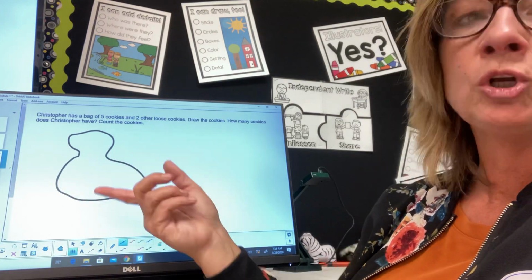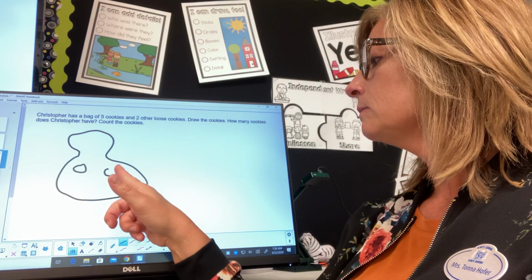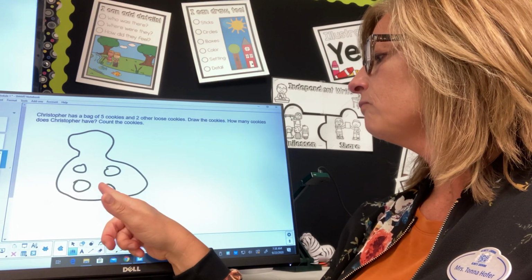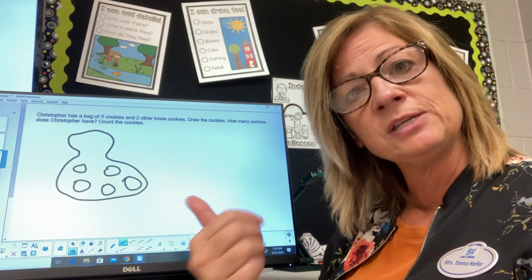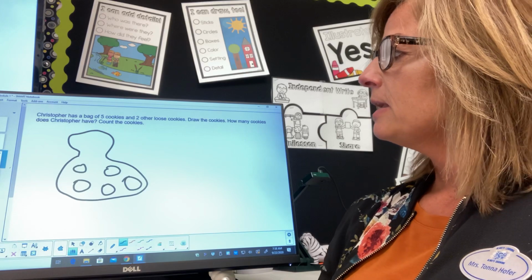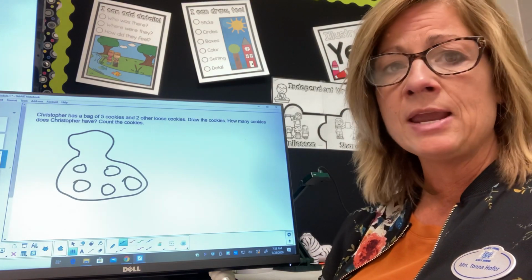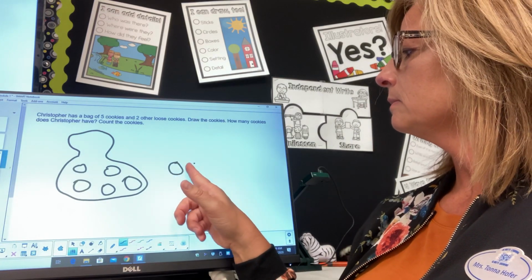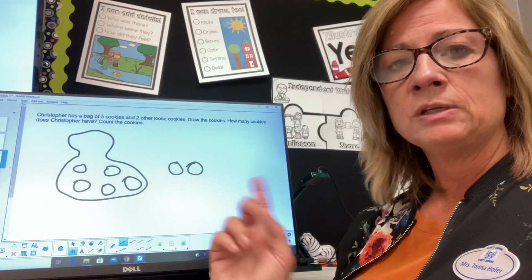So I'm going to draw circles for my cookies. So we have 1, 2, 3, 4, 5. And if you want to add chocolate chips to your cookies, you can. I'm just going to leave mine as circles. And then it says he had 2 other loose cookies, which means they're not in the bag, right? They're just out here by themselves. So 1, 2. All right. Does yours look something like mine?